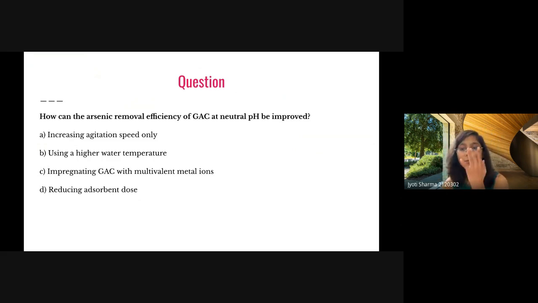Okay, so you both gave me the C answer, and yes, I also agree with C. So if we want to increase the efficiency even at neutral pH, what we can do is, along with GAC, add some multivalent metal ions, and this is how we can remove this arsenic with higher efficiency, right? So that's how the C answer is the right one.